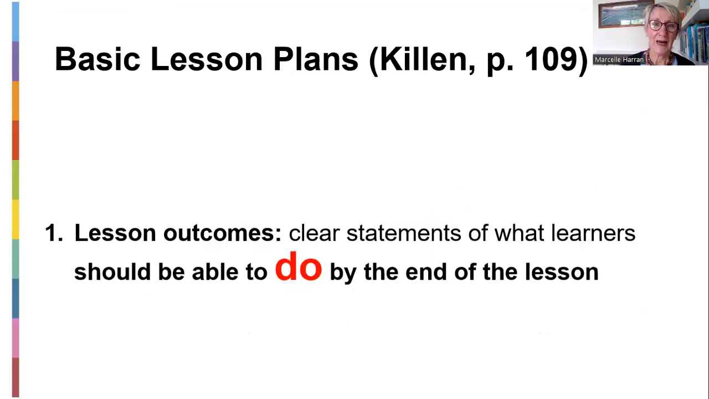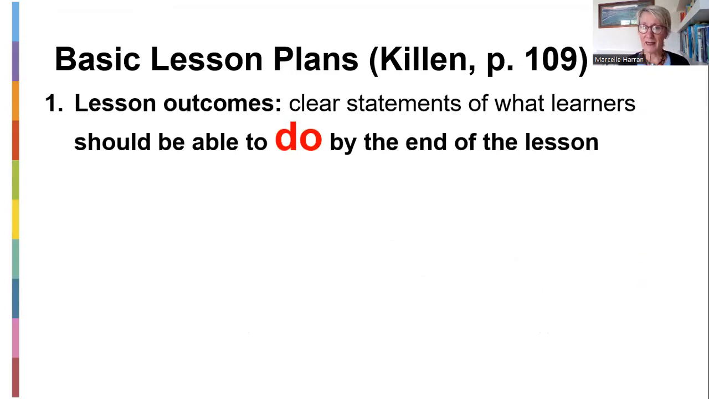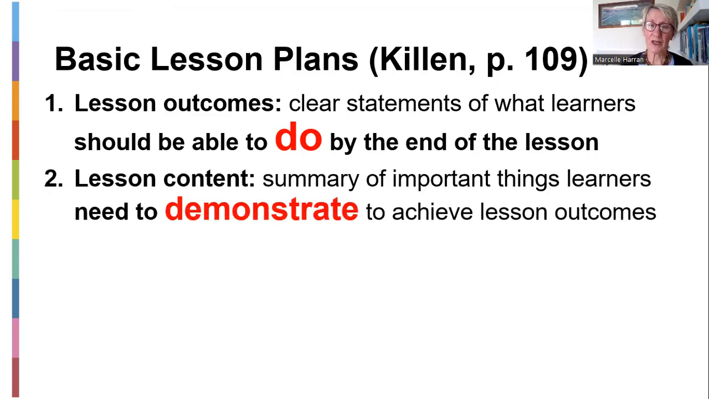All right. Slow and clean. Lesson outcomes must be clear statements of what they should be able to do by the end of the lesson. Do is the active word, the verb that you can see them doing. You can see them note-taking. You can see them projecting their voice. Those are things that are important. But by the end of the lesson, don't have more than 3 or 4 maximum. The lesson content is a summary of the important things that they must demonstrate to achieve the lesson outcomes.